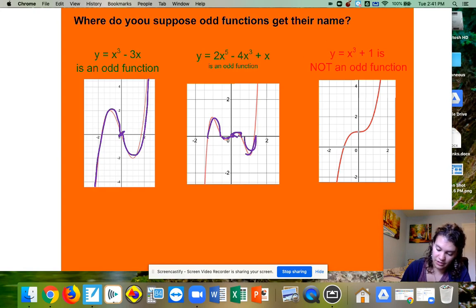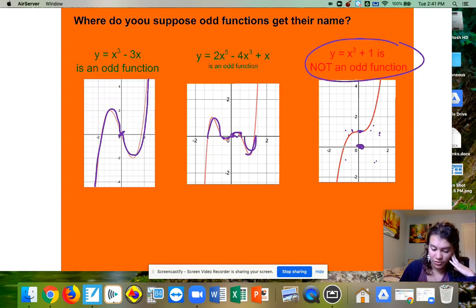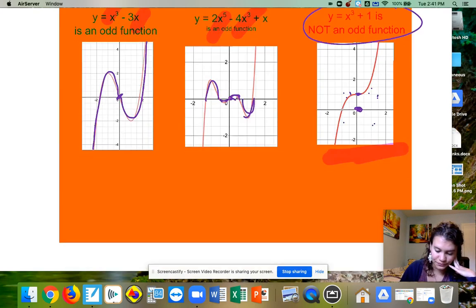This right here is not an odd function, so I put my point right there. We're not flipping over the origin. We're doing some stuff about right here at 2, but we're not going about the origin, so it's not an odd function. Why you would call it odd is if you look here, we have odd exponents, and then this one is not an odd function.